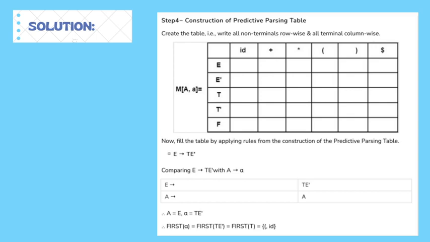Now fill the table by applying the rules for the construction of the predictive parsing table. Take E tends to T E dash. Comparing E tends to T E dash with A tends to alpha, we have A is equal to E and alpha is equal to T E dash. First of alpha is equal to first of T E dash is equal to first of T is equal to bracket open, id.